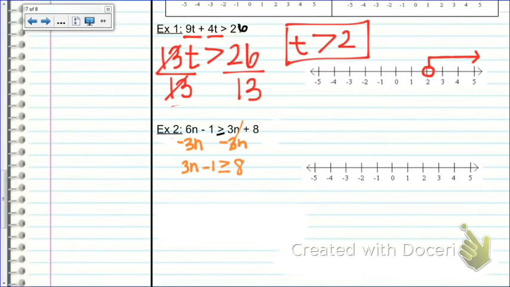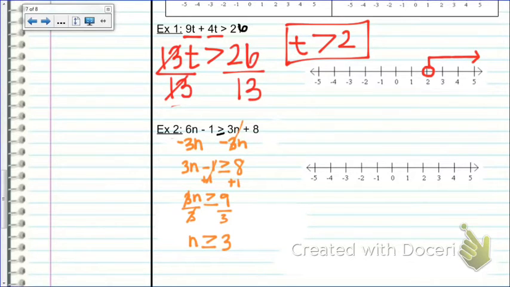So this is how I want you to show your work. So you're writing each step. I still don't have the variable isolated. I need to get rid of that minus 1. So I'm going to add 1 to both sides. And that gives me 3n greater than or equal to 9. And then the very last thing would be what, Elijah? Divide them by 3. So we get n is greater than or equal to what, ladies and gentlemen? 3. Okay, so let's graph it.